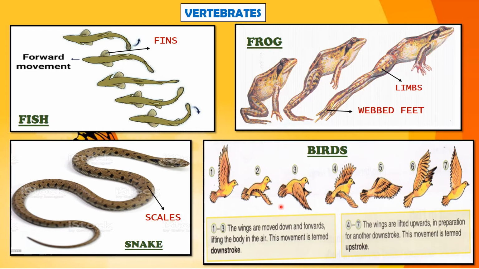Then birds. Birds have a pair of legs and a pair of wings. When birds are on the ground, they walk or hop about with their legs, and when they fly, they use their wings and tail. The movement of wings, downstroke and upstroke, helps the birds to fly. In the downstroke, the wings are moved down, lifting the body forward in the air, and in the upstroke, the wings are lifted upwards.